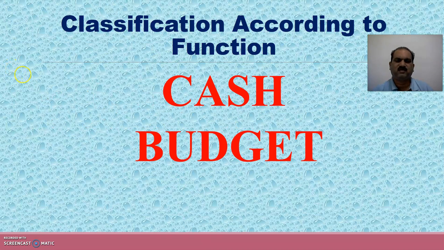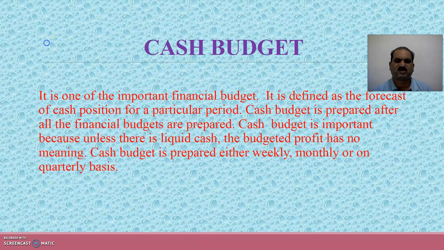Now let's see one of the most important budgets, that is cash budget. It is also known as financial budget, and we are learning the classification of budgets according to their functions. So let's see what is cash budget. It is one of the important financial budgets. It is defined as the forecast of cash position for a particular period. Cash budget is prepared after all the financial budgets are prepared.